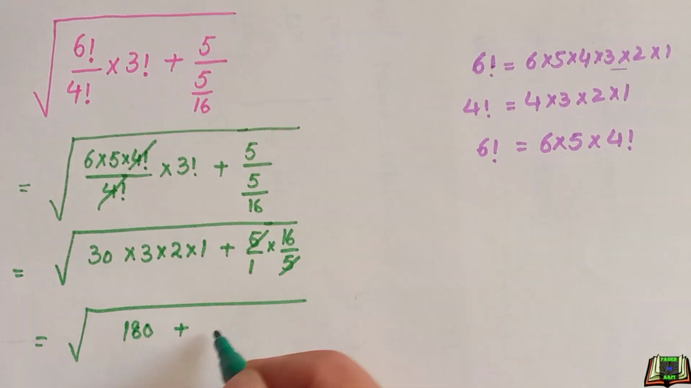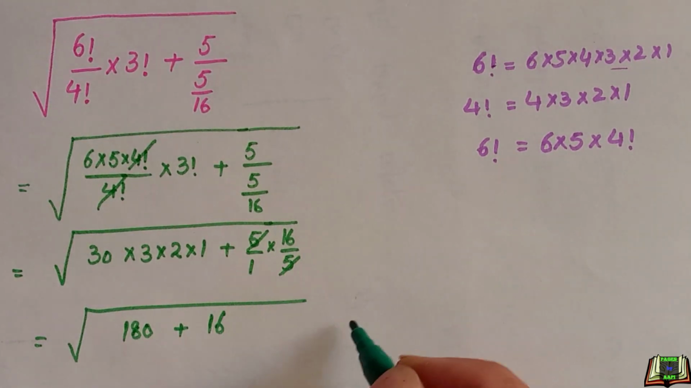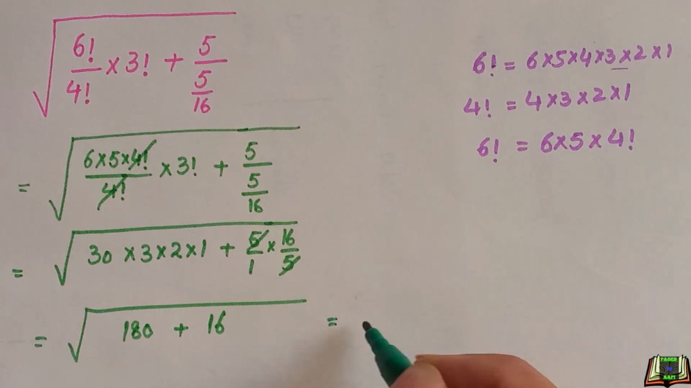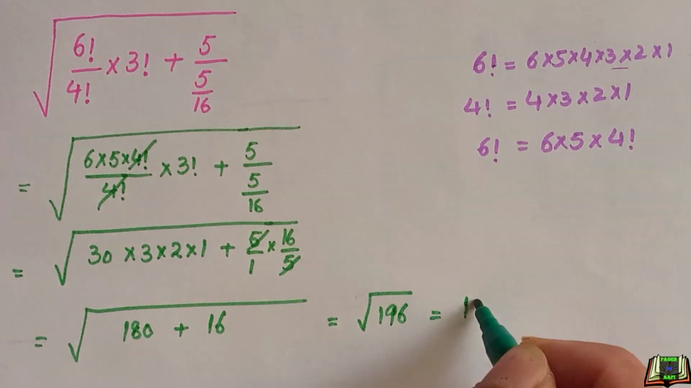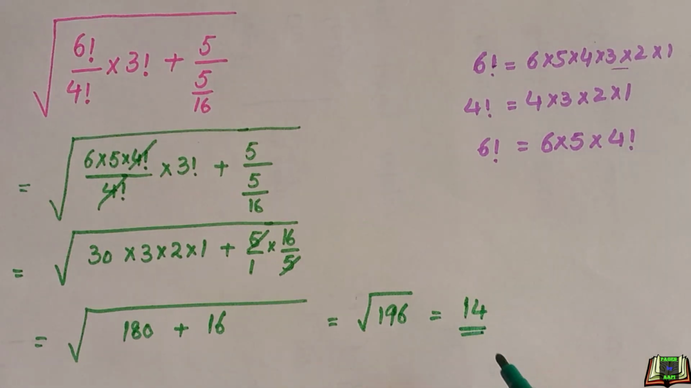Plus here we have 16. After adding these two we get 196, and root of 196 is equal to 14, which is the required value of the given expression.